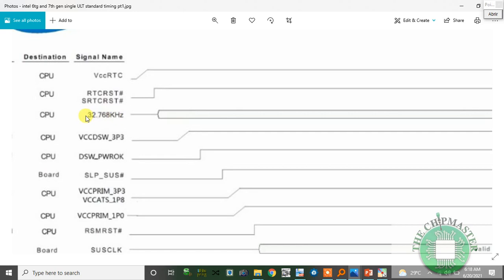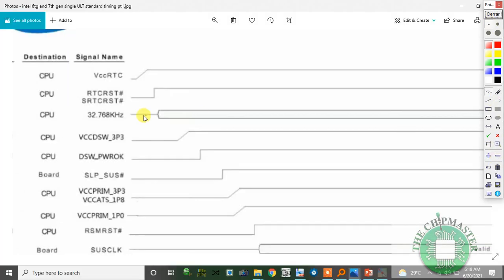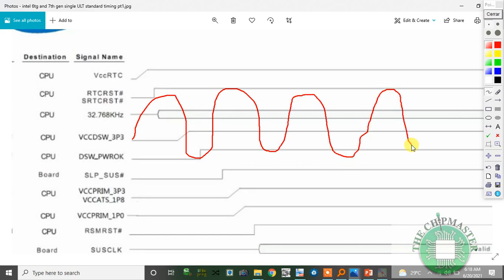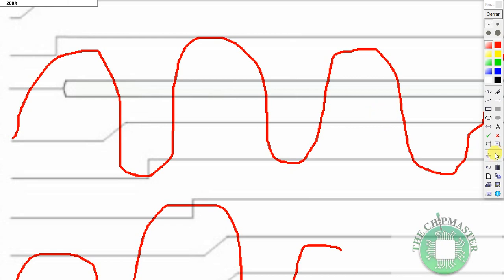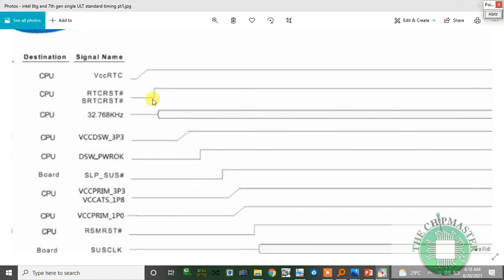All right, so next signal we have 32.768 kilohertz, which is a sine wave using the oscilloscope. When the RTC well is powered and gets reset, the PCH will send an oscillation, a sine wave, to the crystal, and the crystal will then send back another pulse to the PCH. They are different, right? One is smaller and one has a different shape. So you have to take note to ensure that the crystal, which is a 32.768 crystal, is working, right?